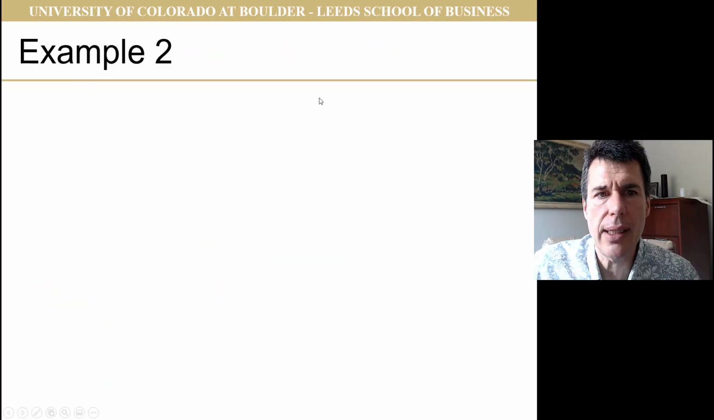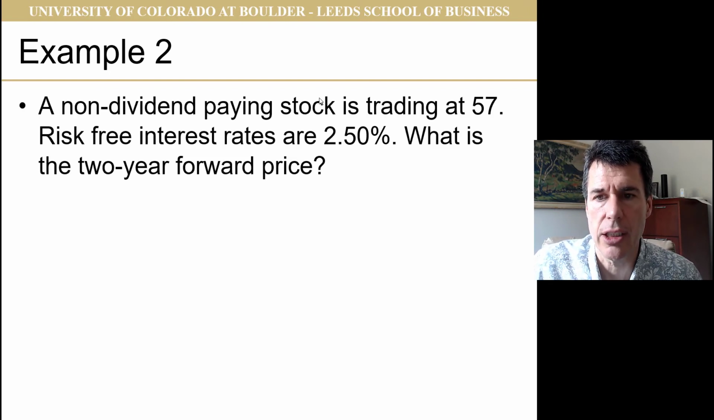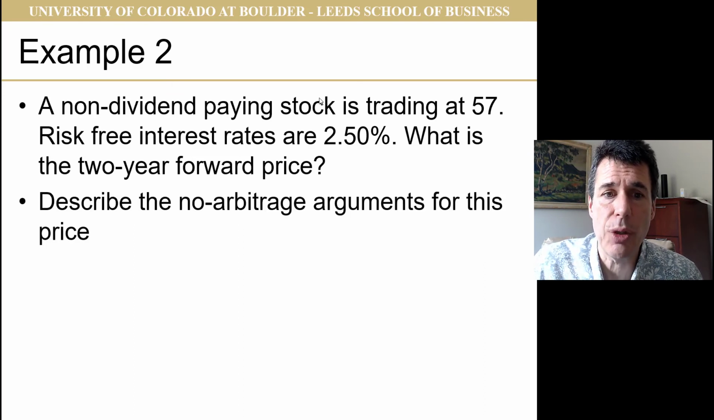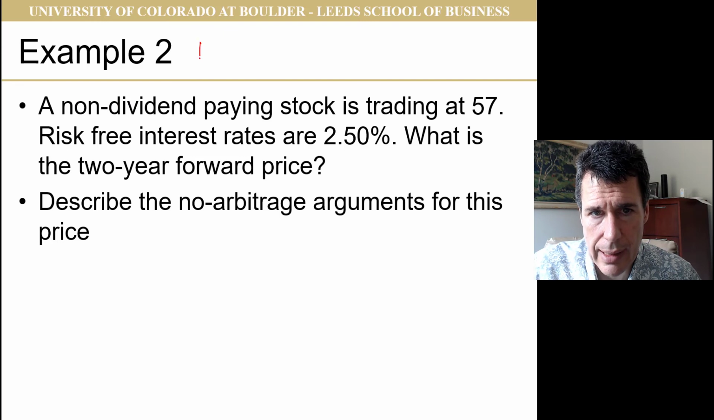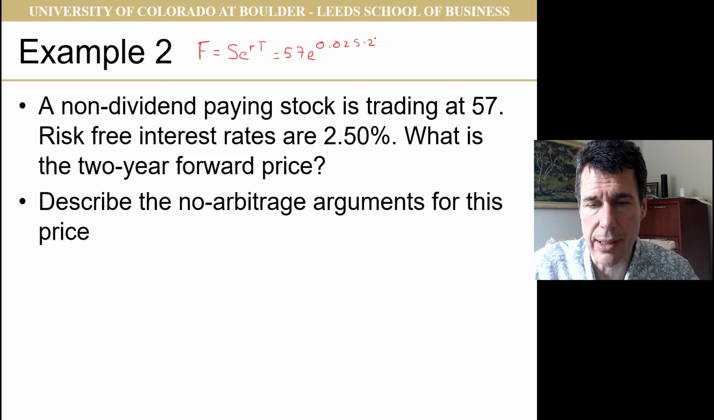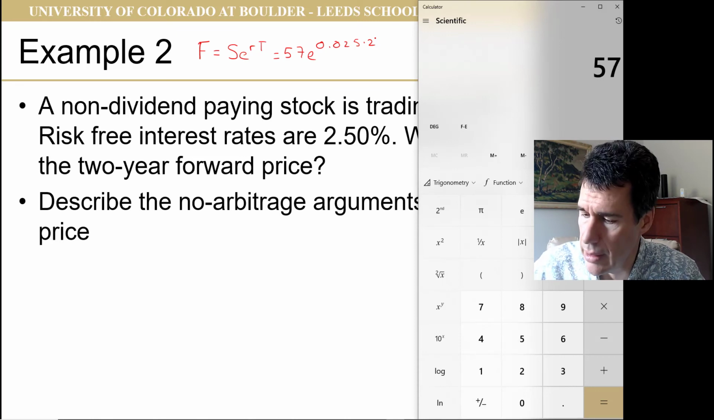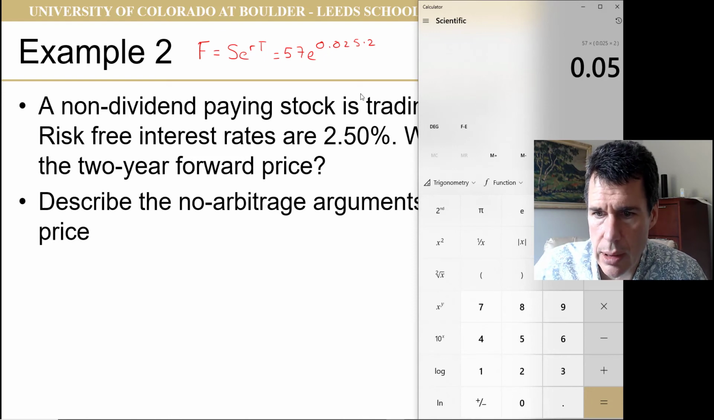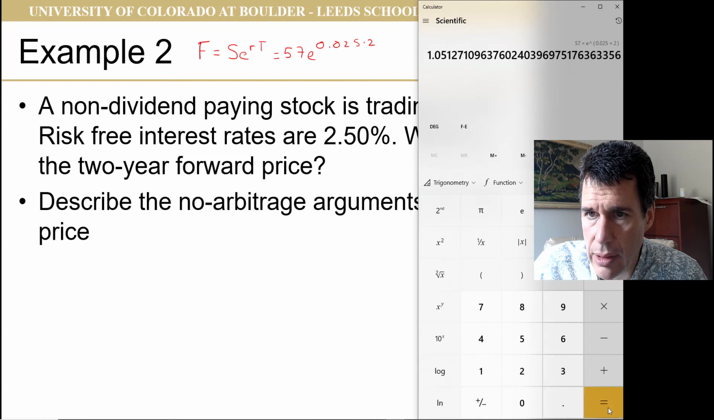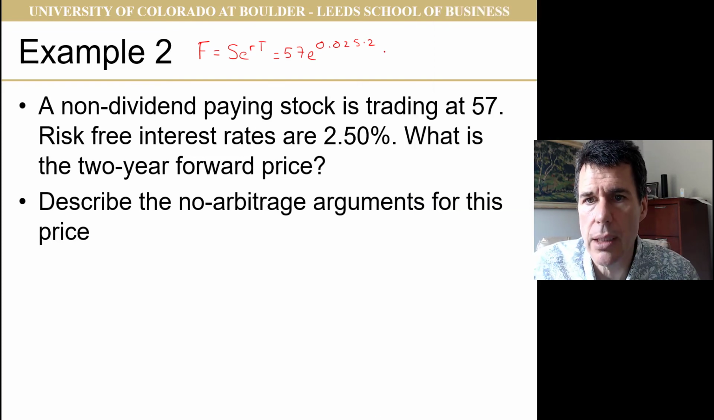Let's do another example. In this example, we have a non-dividend paying stock trading at 57. Risk-free interest rates are 2.5%. We want to know what the 2-year forward price is, and we want to know the no arbitrage arguments that give us this price. Our forward price, F, equals S e to the rT, which is 57 e to the 0.025 times 2. Let's pull up our calculator. Okay, 57 times 0.025 times 2, take e to the x, equals 59.92.